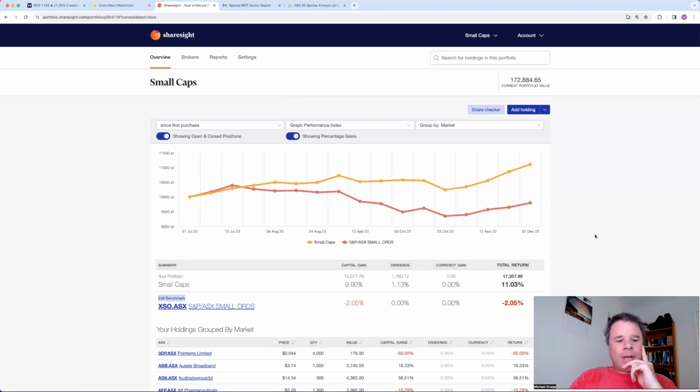I did have a look at the constituents, I think that's what they call it, in the Small Ords, and it's the X100 or something like that. So there are quite a few companies in the Small Ords that I probably would not consider small cap. My definition of small cap is completely different from the definition most people would use.